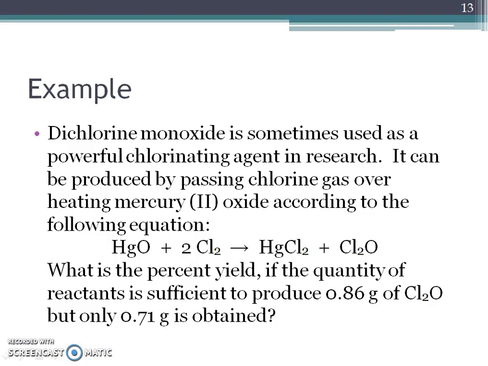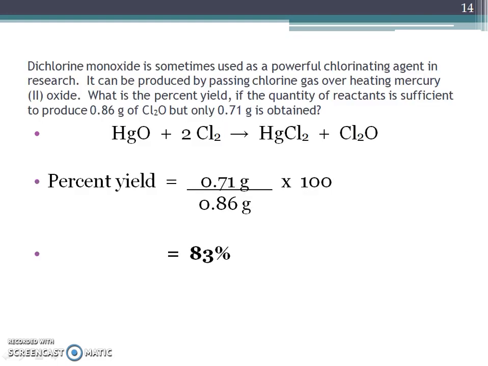So here's an example. So another reaction. It's giving you grams of the Cl2 you produced, but only this is how much you actually made, right? So again, if I didn't know any better, I would take the small over the big. The small tells me how much I actually got in the lab, and the 0.86 tells me how much I should have gotten. So plug and chug. Here's your balanced equation if you need it, but here's how much you made versus how much you should have made times 100 to get the 83%.